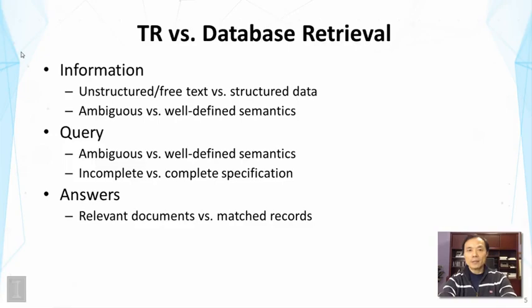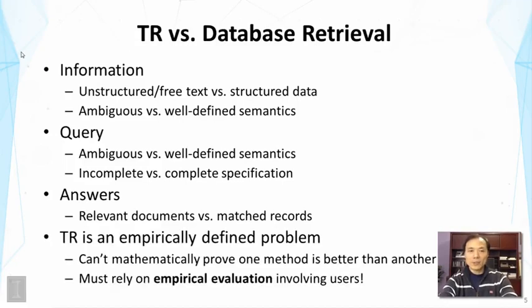In the case of text retrieval, we're looking for relevant documents. In the database search, we are retrieving records, or more precisely, records that match the SQL query. Now, in the case of text retrieval, what should be the right answers to a query is not very well specified, as we just discussed. So it's unclear what should be the right answers to a query. And this has very important consequences. And that is, text retrieval is an empirically defined problem.